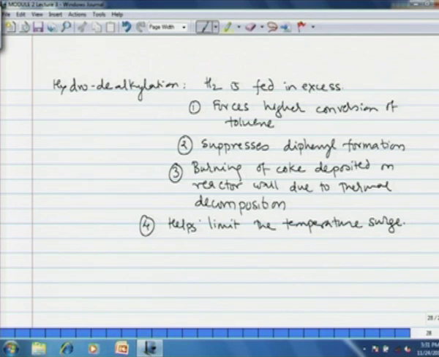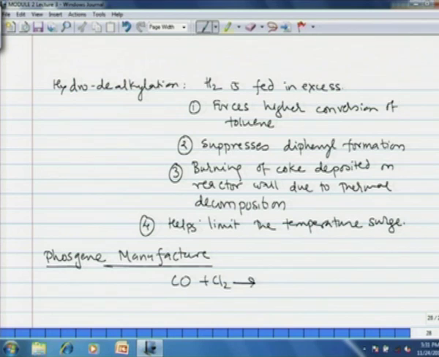Another example could be that of phosgene formation. Phosgene is also known as war gas. In phosgene, the carbon monoxide reacts with chlorine to give COCl2. Now, in this case, carbon monoxide is fed in excess to force chlorine conversion to completion.